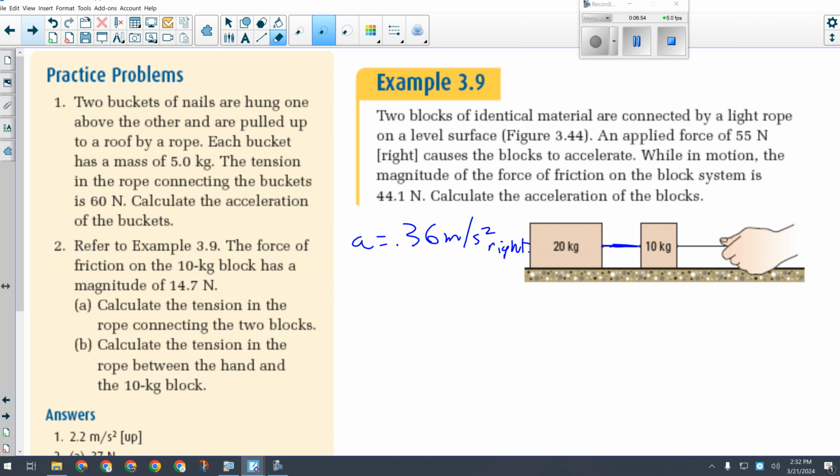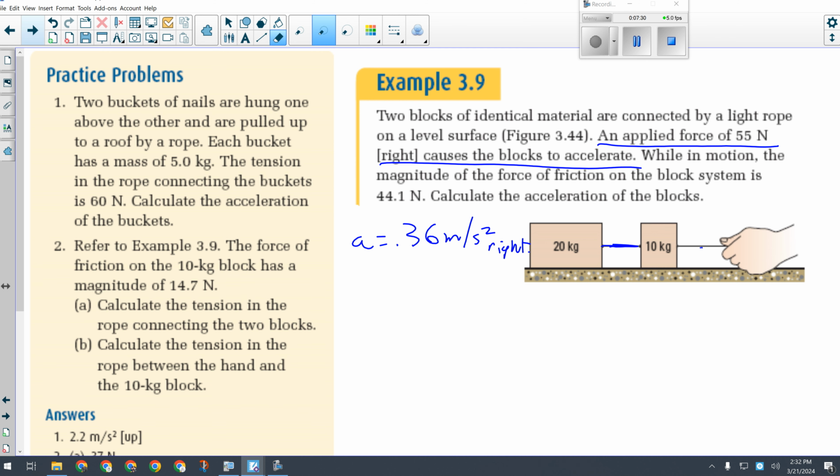Don't do B, because I have no idea why they would even ask B. Why would you ask me for something you already gave me? The hand is what's causing the whole thing to go. That's 55 newtons right there. They already told me what it was. I don't know why they'd ask you for that again. So let's focus on A for right now.